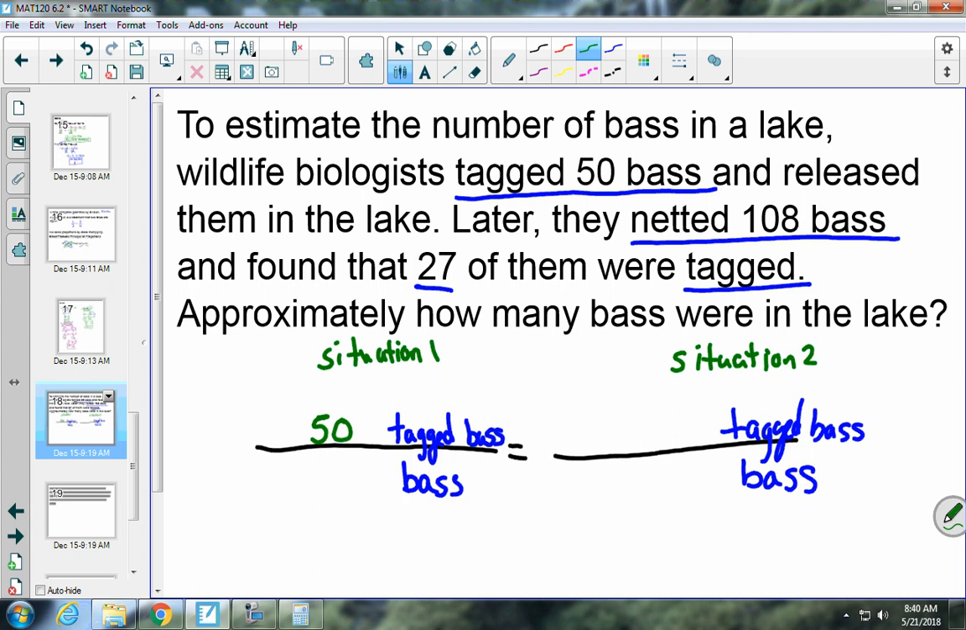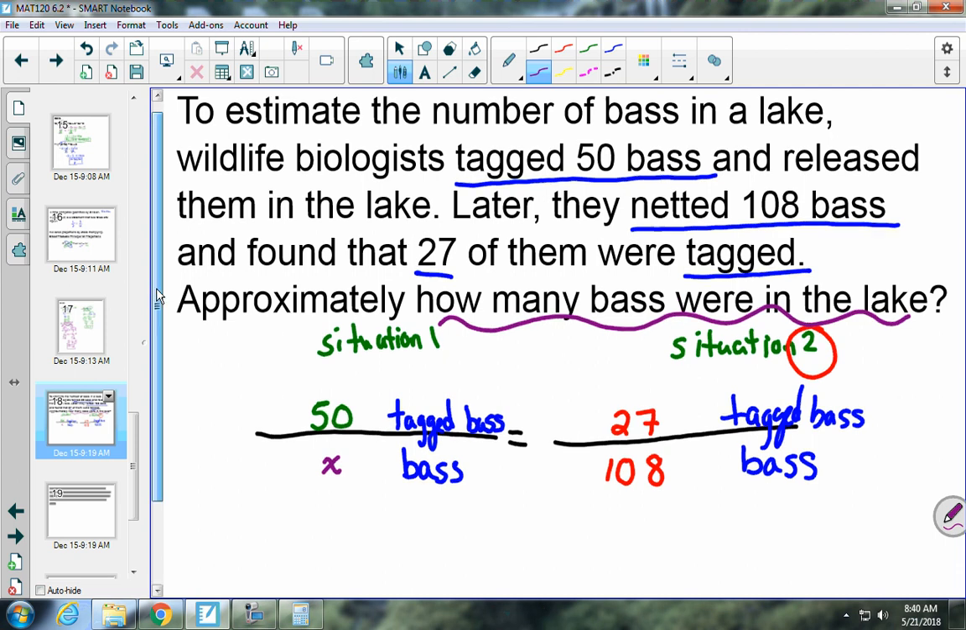Then it says later, so this is my second situation. They netted 108 bass. So that's not the tagged, that's how much they netted. That has to go in the bottom. And they found that 27 of them were tagged. So because that was the same fishing trip, they're on top of each other. Then it says how many were in the lake. So just plain old bass is what I need to solve for, that x in my denominator.